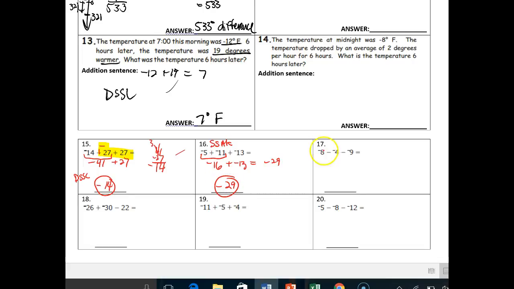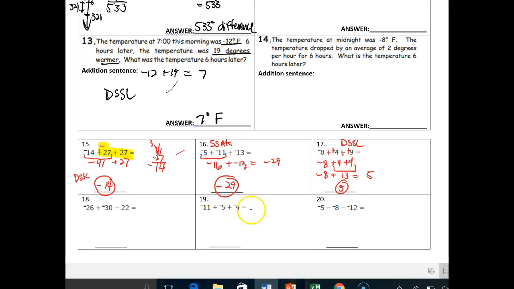And number 17, so keep, change, change, keep it, change it, change it. So we've got, let's rewrite it, negative 8 plus 4 plus 9. So this is SSAK, I'll say that's 13 plus negative 8. And then this turns out to be DSSL. Negative 8 plus 13 is positive 5 because I had more positives. Why? Because I subtract 13 minus 8 because they're different signs. I keep the sign of the larger number, the one we have more of, and that's 13.